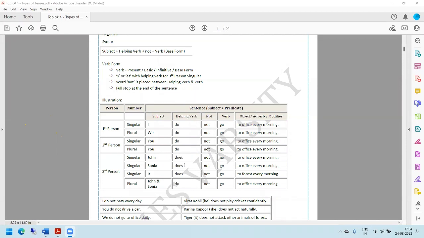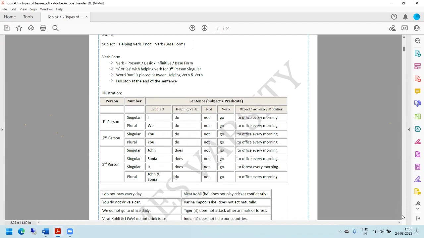So in this case, es is added and the verb form remains the first form of the verb, and the remaining is as it is. So if the affirmative is "I go to office every morning," then the negative is "I do not go to office every morning," with some changes.